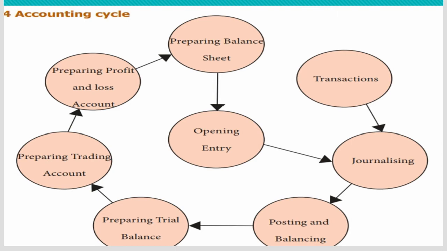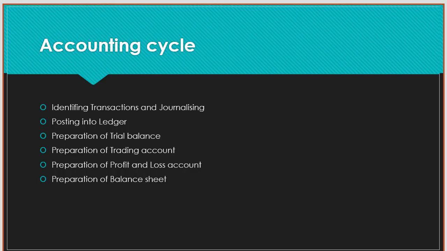Next one is the preparation of profit and loss account. In this profit and loss account, indirect revenues and indirect expenses along with the gross profit or gross loss are transferred to the profit and loss account. So the balance in the profit and loss account, we may get net profit or net loss. This net profit or net loss is transferred to the balance sheet. That's the final stage of our account.